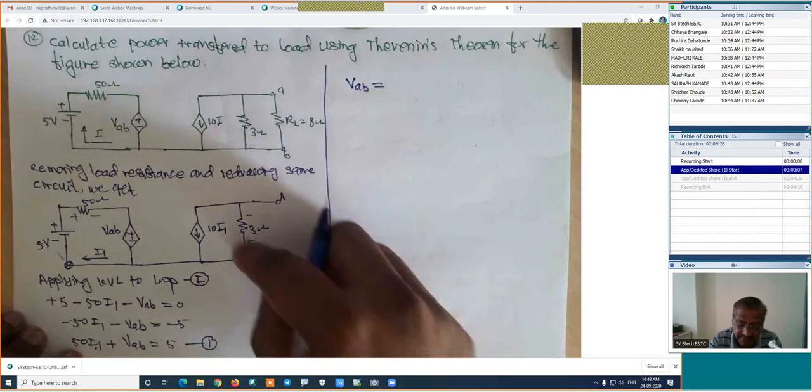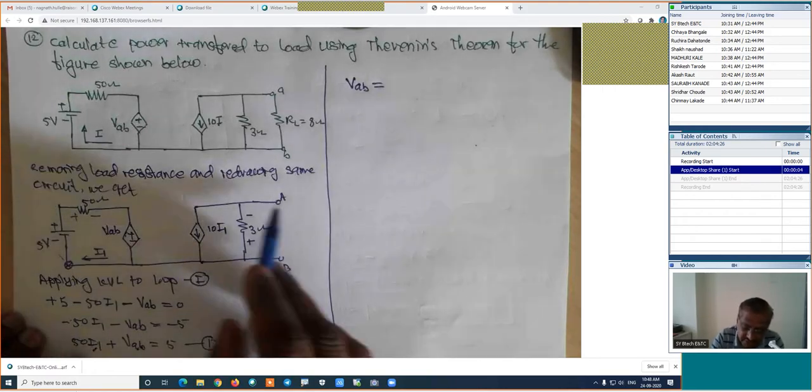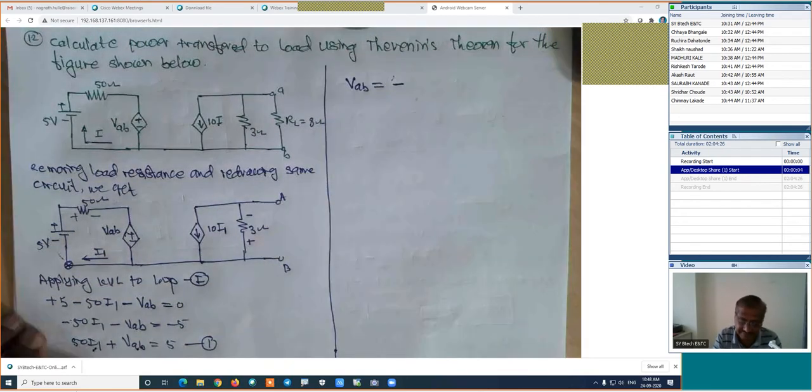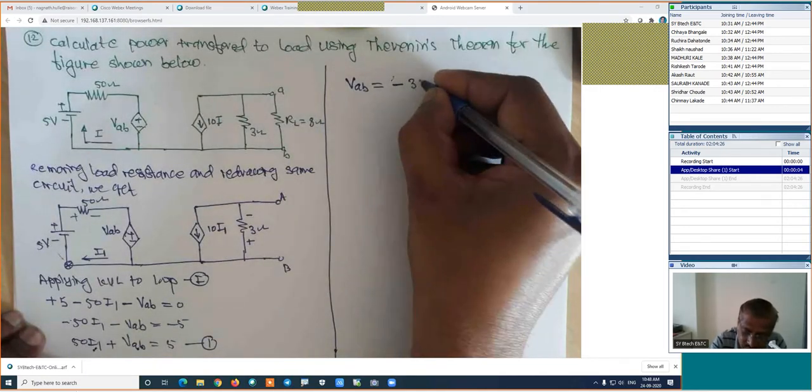We will travel from B towards A, because I am interested in the equation between VAB and I1. That's why I am finding VAB. How much is VAB? This VAB is equal to, we are traveling from this point to this point, means positive to negative, which is minus. This is minus its resistance into its current. Its resistance is 3 into its current.